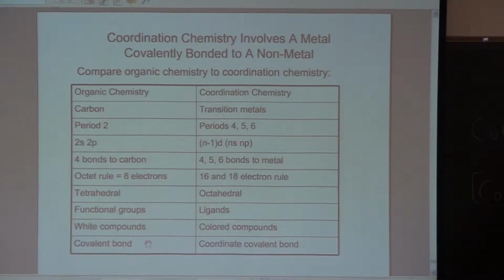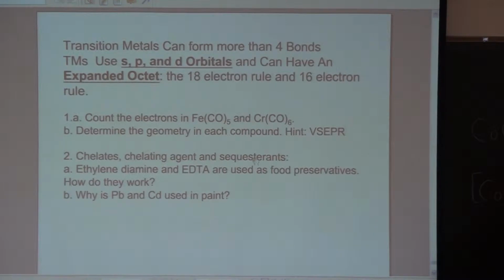And then in organic chemistry, we look at covalent bonds. In coordination chemistry, we look at coordinate covalent bonds. So anyway, this is more on what we talked about earlier. So again, s, p, and d orbitals are used. You have the expanded octet. Let's take a look at this question here.